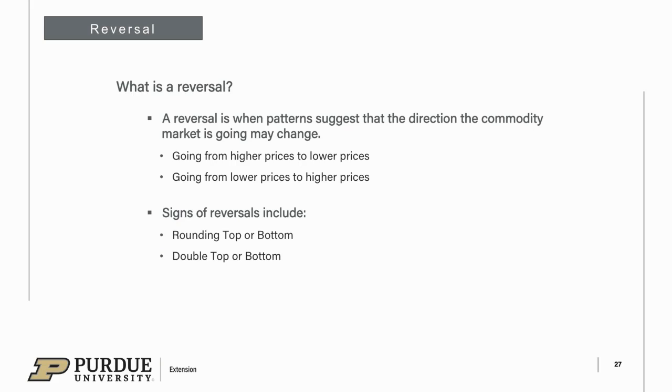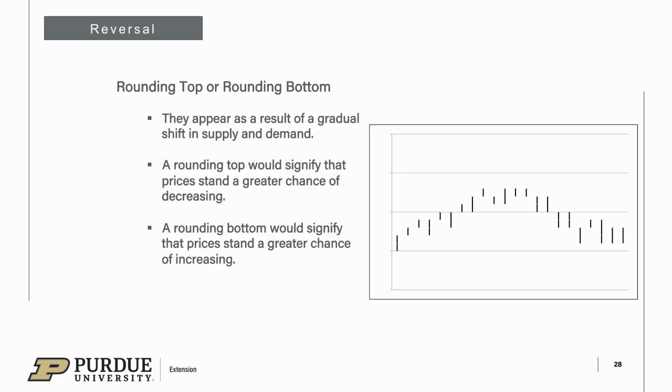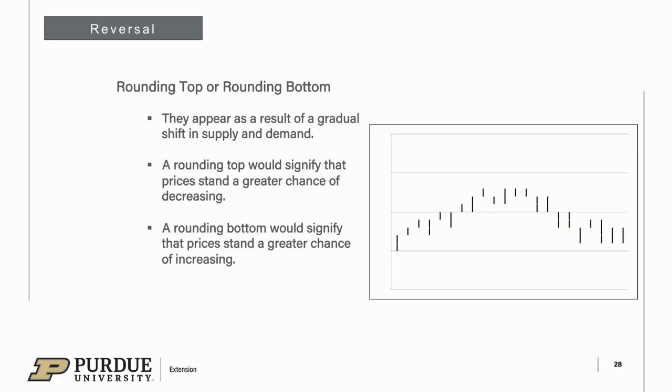So let's look at those rounding tops and bottoms. They appear as a gradual shift in supply and demand. So it doesn't happen really quick. It takes a few days or even weeks or months to actually form one. And a rounding top would signify that prices stand a greater chance of decreasing. In comparison, a rounding bottom would signify that prices stand a greater chance of increasing.